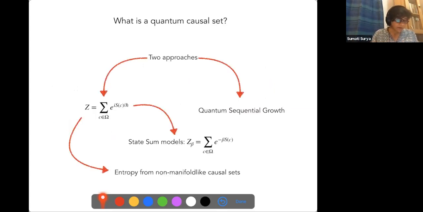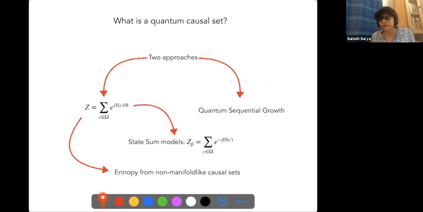Okay, so let me come to the main part of the talk, which is: what is a quantum causal set? And as I said, this is definitely a work in progress. We don't really know what we mean by the full quantum theory of causal sets, but there are broadly 2 approaches.